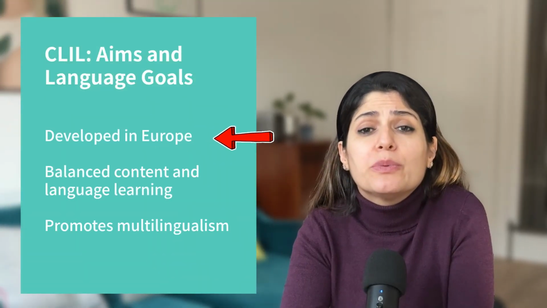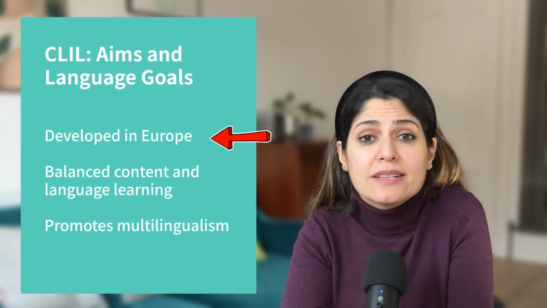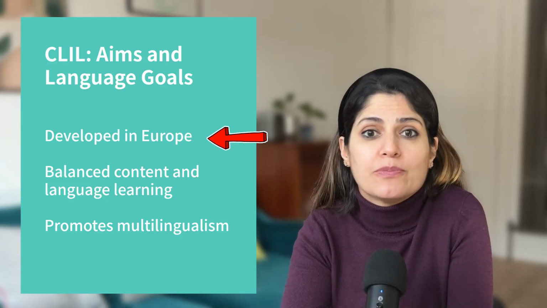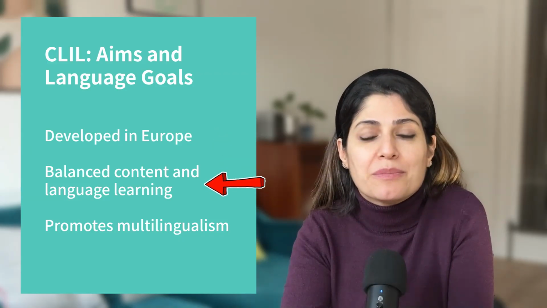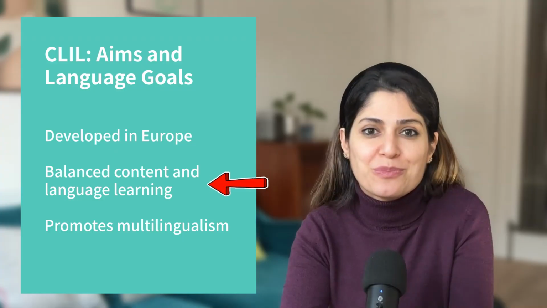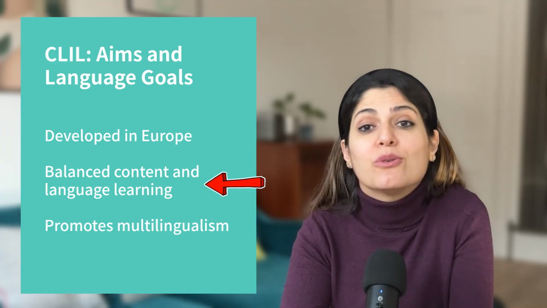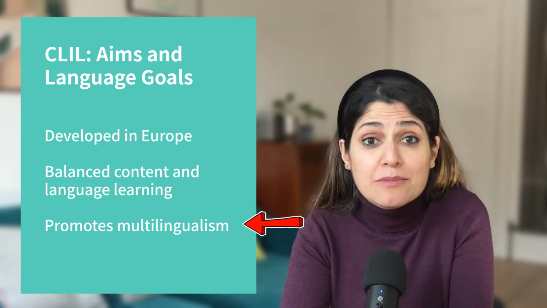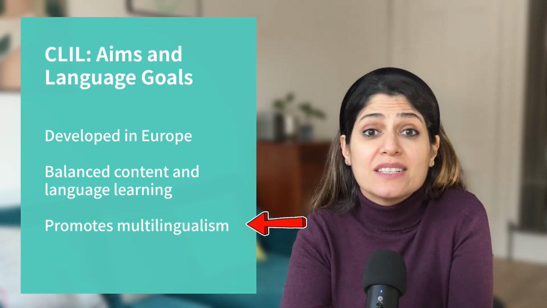CLIL is closely related to content-based instruction, or CBI, which is more common in North America. However, CLIL developed mainly in European foreign language contexts where learners have limited exposure to the target language outside school. The goal is balanced development of content knowledge and language ability, not replacement of local languages. CLIL aims to promote multilingualism while preserving linguistic diversity.